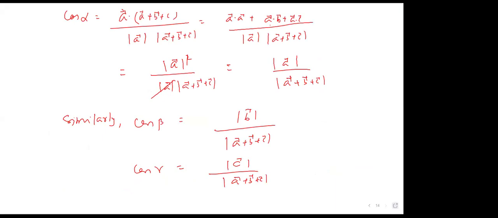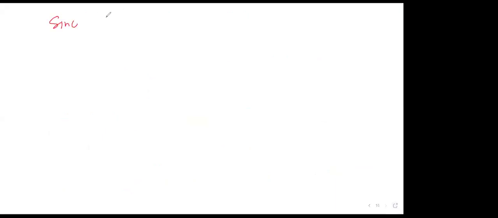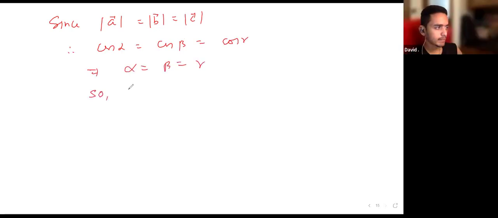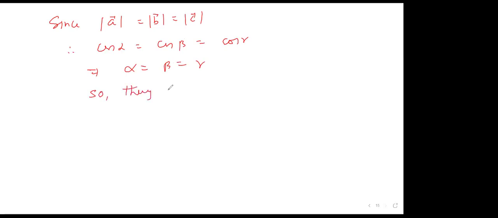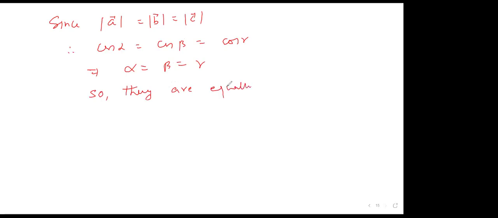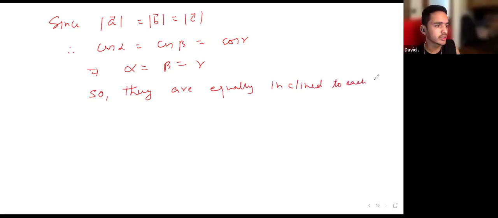Okay. So we will write: since magnitudes of vector A, vector B, vector C are equal, therefore cos alpha equals cos beta equals cos gamma, which means alpha equals beta equals gamma. So they are equally inclined. Equally inclined means the angles between them are equal, inclined to each other. Okay.